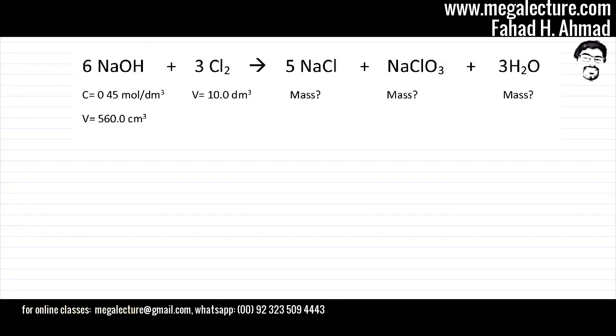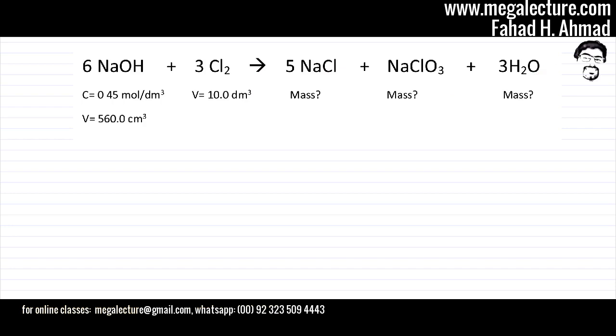The following question, you're given a reaction in which NaOH is reacting with chlorine to produce NaCl, NaClO3, sodium chlorate 5, and water. What's provided is the concentration and volume of NaOH and the volume of this gas, chlorine gas, 10 dm cube, that's provided, and you're being asked to find the mass of NaCl, the mass of NaClO3 and the mass of water that's produced.